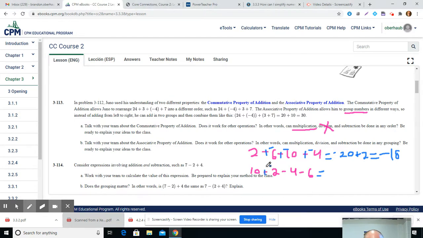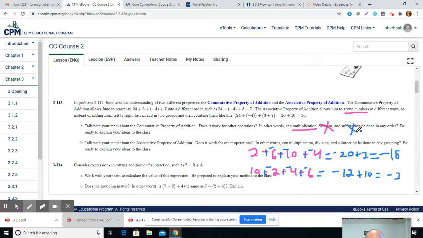This becomes a negative 2, this becomes a negative 4, that becomes a negative 6. All right, so let's see what we get here. Negative 2 and negative 4 is negative 6. Negative 6 and negative 6 is negative 12. And I take care of all my negatives, so this and this and this, and I still have a positive 10. When I put these together, I end up with a negative 2. So we don't get the same answer for the commutative property for subtraction.